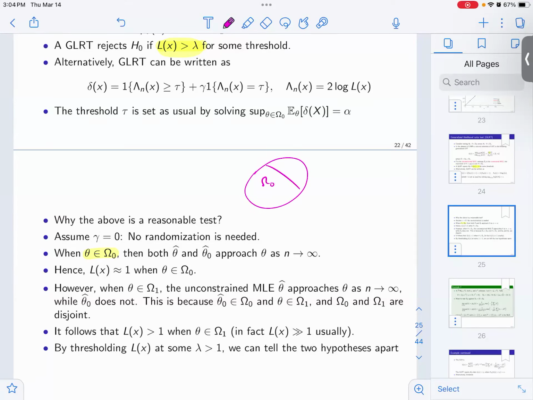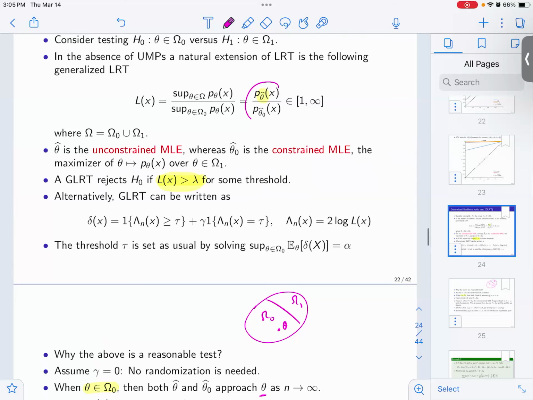So this is omega naught, this is omega 1. Theta is here. So when I maximize over this, it's a valid maximum likelihood problem. I'm doing maximum likelihood for this part and the parameters in this model, and by consistency theta hat converges to this. Theta hat is always going to converge to theta because we always know that theta is either here or here, but it's going to be inside the entire omega, and you're maximizing likelihood over the entire omega. So both approach theta. These two approach each other, and so the ratio approaches 1.